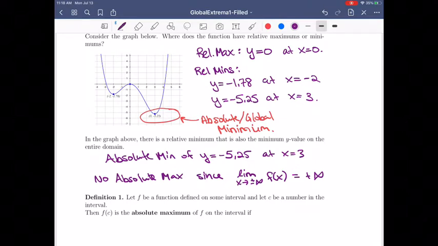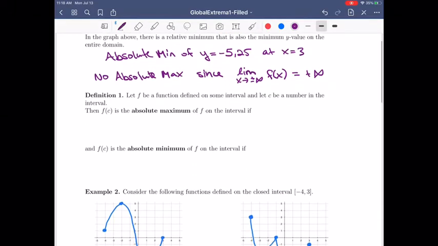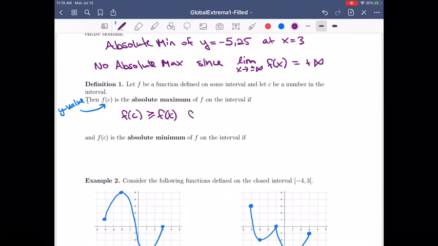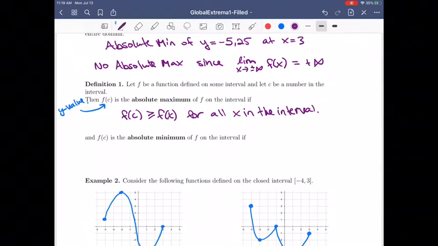So let's define these more formally. If f is a function defined on some interval and c is a number in that interval, then we say f of c, which again, remember, is the y value, is the absolute maximum of f on the interval if f of c is bigger than all the other f of x's. So f of c is greater than or equal to f of x for all x in the interval. Not just in its neighborhood, but in fact on the entire interval.